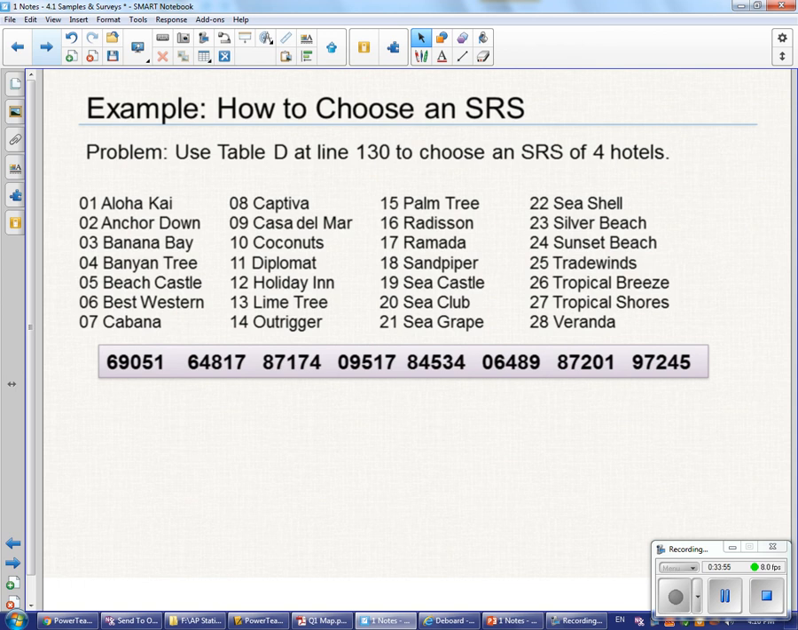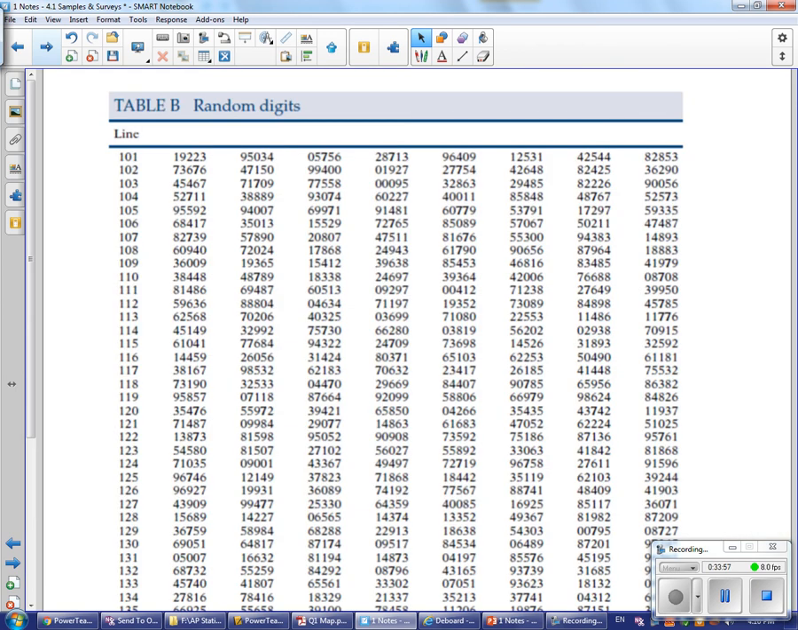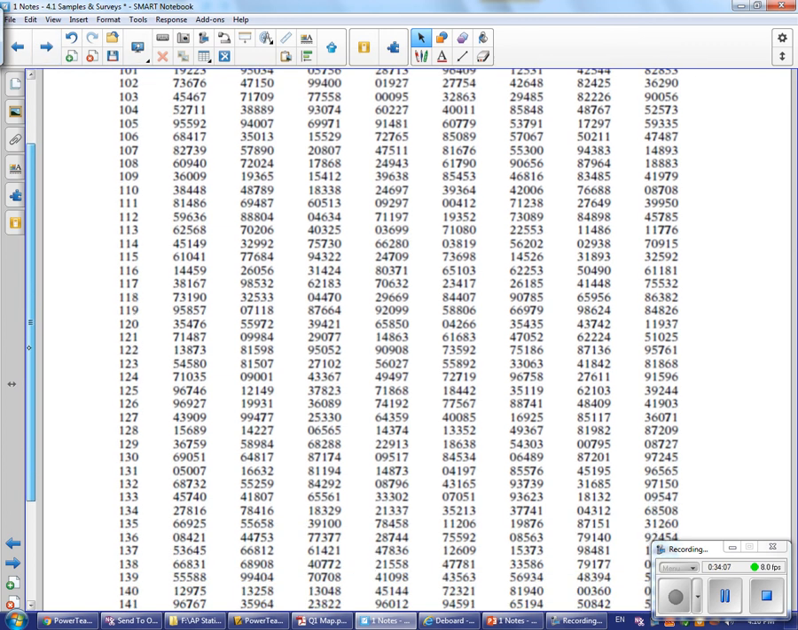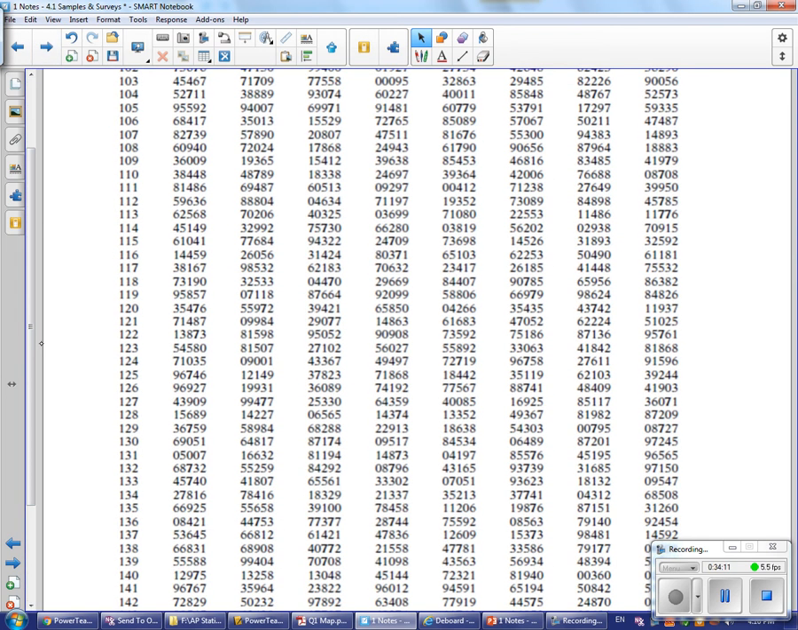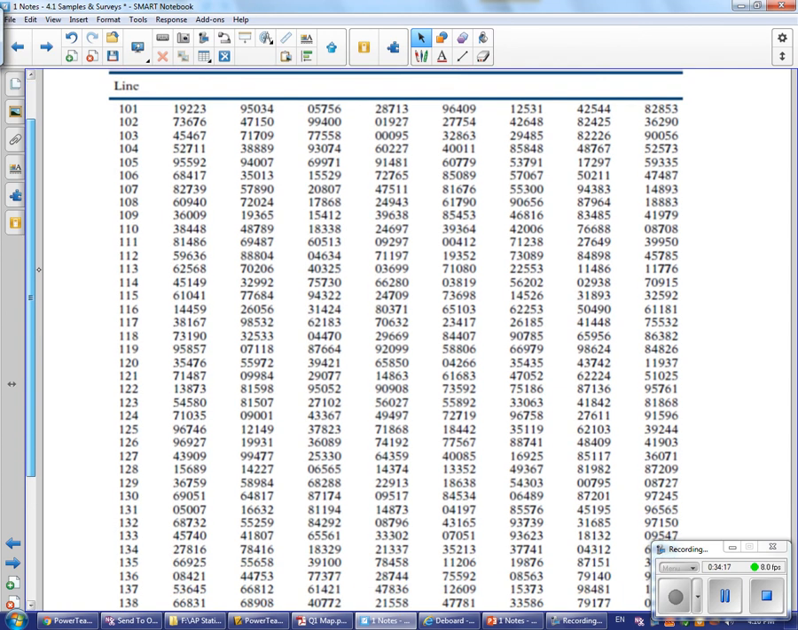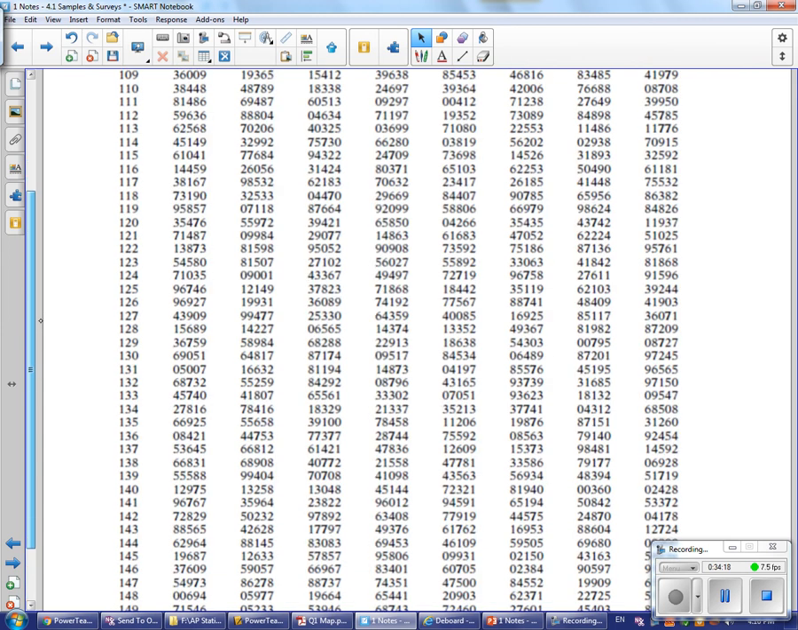Now you also have attached to your notes a table of random digits. This table will be provided to you on the AP exam, so it's something that's provided. It's in the back of your book. Basically, imagine putting 10 slips of paper in a hat, 0 through 9, and drawing numbers and creating a table of all the numbers that you draw. That's exactly what this is.